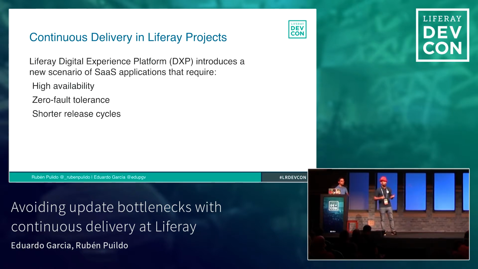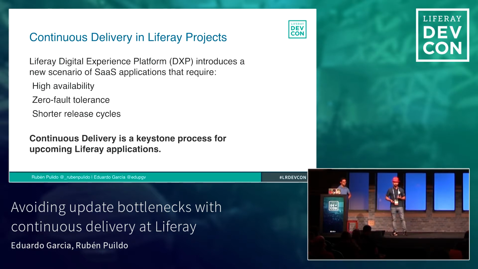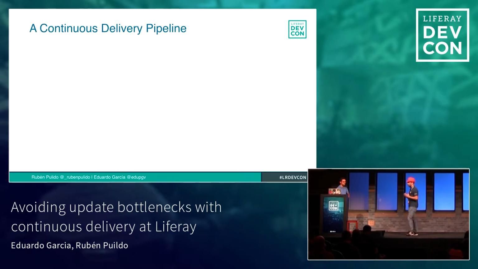And some of the applications and projects that Ed Chang presented yesterday during the keynote, or Sino mentioned this morning, follow these criteria. And because of this, continuous delivery has become a keystone for us. Okay, and how are we using continuous delivery at Liferay? So basically, what we're doing now is we are adding a continuous delivery pipeline to our application. I will now explain what a continuous delivery pipeline is.